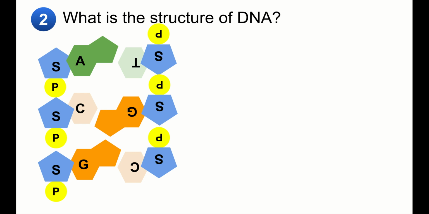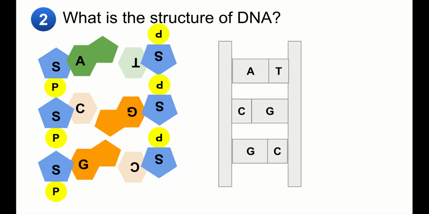But we could also simplify it, and instead we could flatten everything out and get rid of the detail of the shapes and just draw everything like a ladder. This would be the same DNA molecule. Notice we've got ACG on the left, TGC on the right. That's the same as this model that we have here.